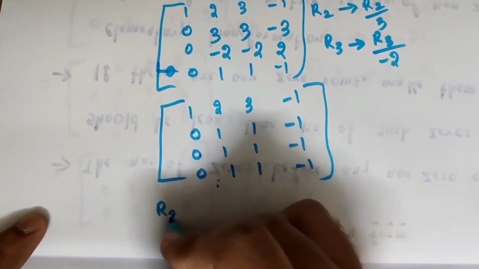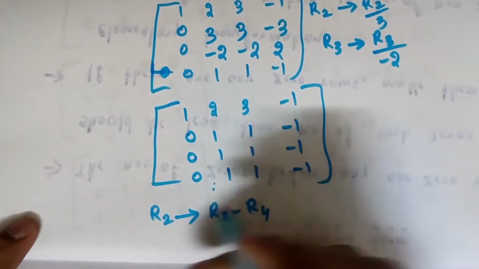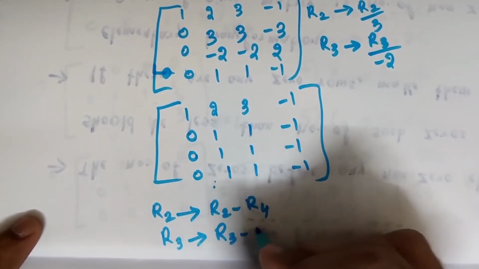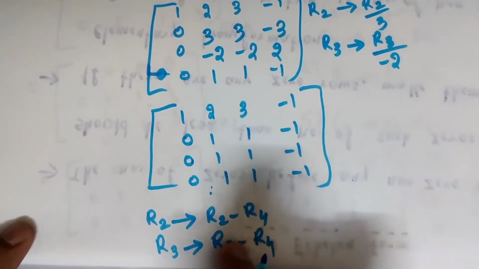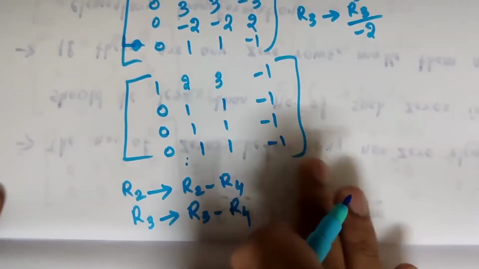Now what I will do is I will subtract R2 from R4 and R3 from R4. What I am doing is R2 implies R2 minus R4. Then R3 implies R3 minus R4. You should observe each and every step carefully. Why am I doing it like this? Do you have any idea? You need to get this kind of doubts.